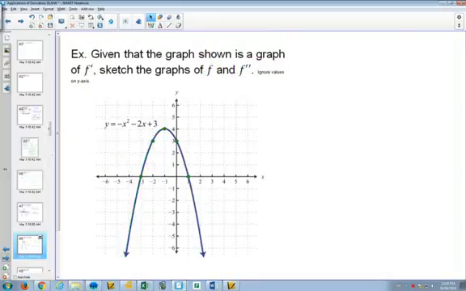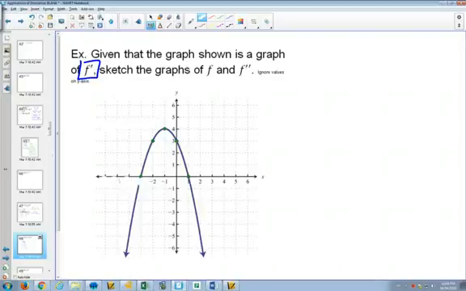For our second one here, it looks identical, except now we're told that this original blue graph is actually the graph of f prime of x. Again, we're going to ignore all of these numbers along here and just try to imagine what's happening. So now we're told this one is the derivative. So what do we know about our derivative? And how does that help us find our functions that were before that and after that?